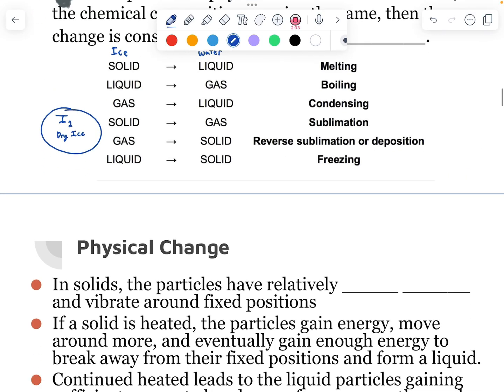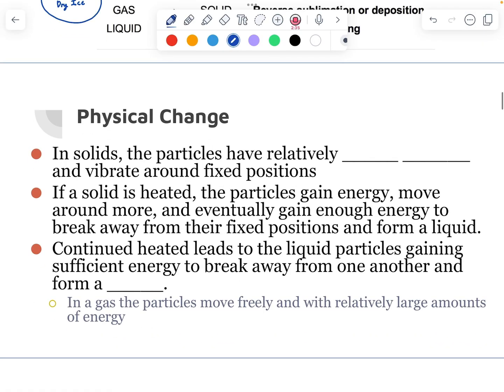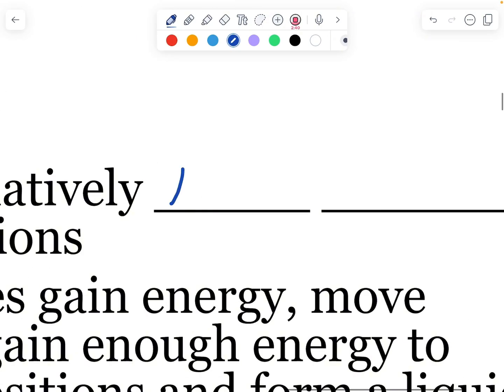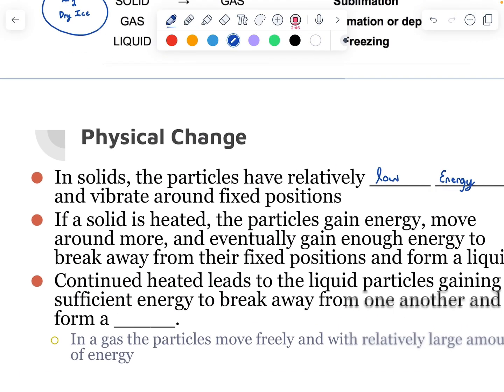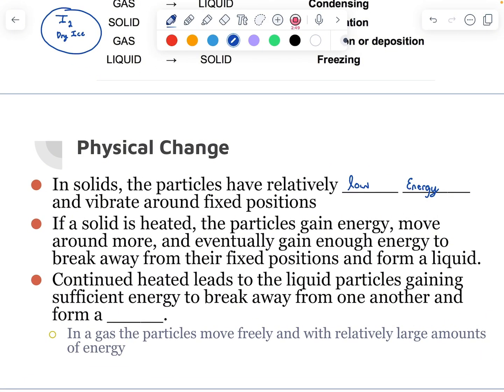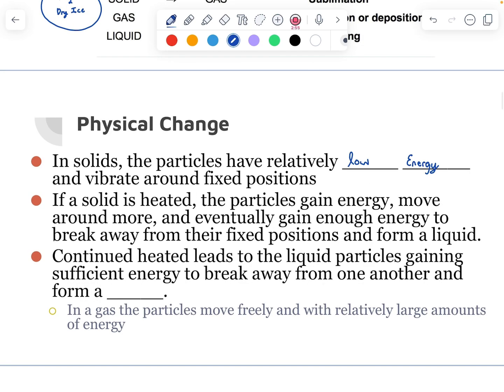But how do we differentiate between the types of physical changes? In solids, the particles have relatively low energy and vibrate around fixed positions. So solids have the lowest energy out of the 3 traditional states of matter. If a solid is heated, then particles gain energy, move around more, and eventually gain enough energy to break away from their fixed positions and form a liquid. So if you think about heating ice, that's going to start to melt and break away. I always think about water because it's just the one that we're most comfortable with.